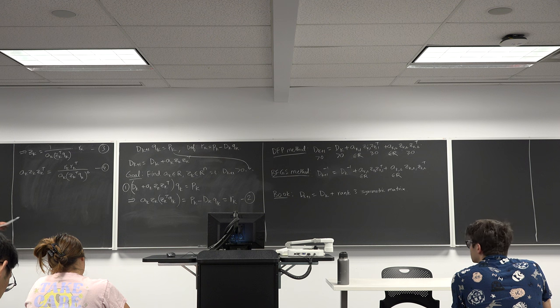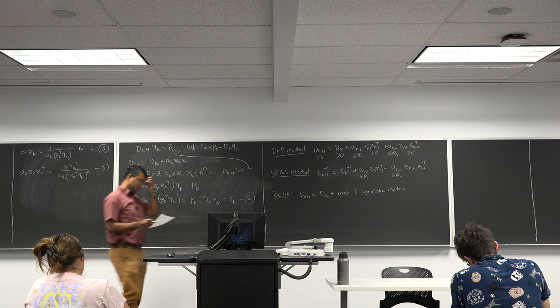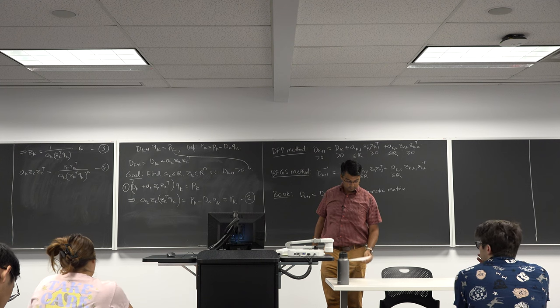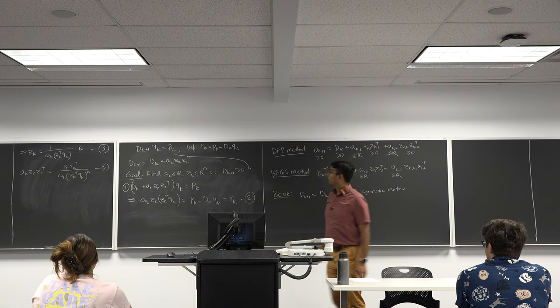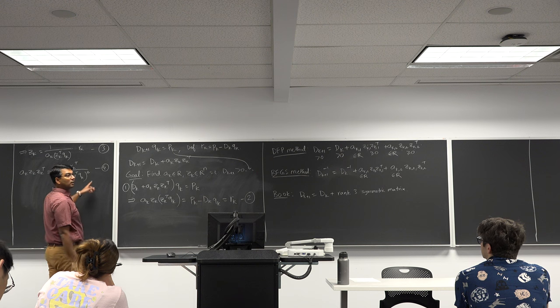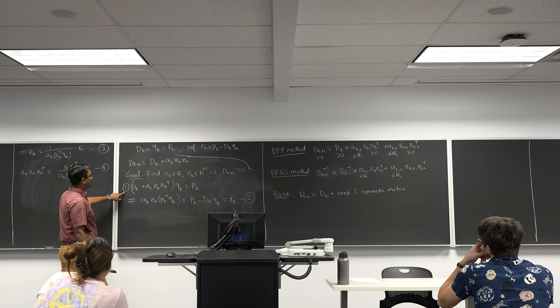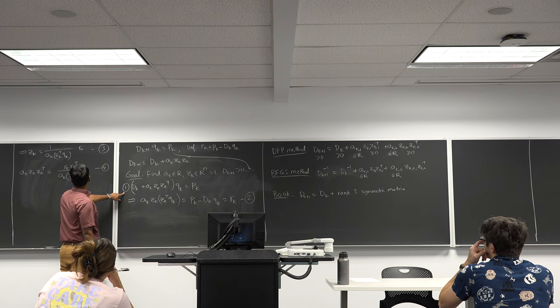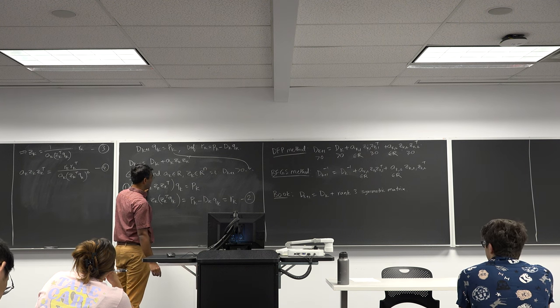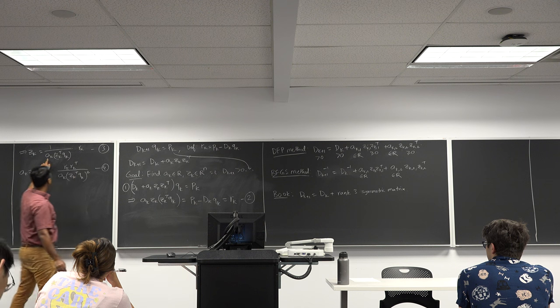Any questions so far? Where? There is no zero anywhere. The first one, the equation 3, the A_k times Z_k transpose. This is A_k. A_k, A_k, and A_k.